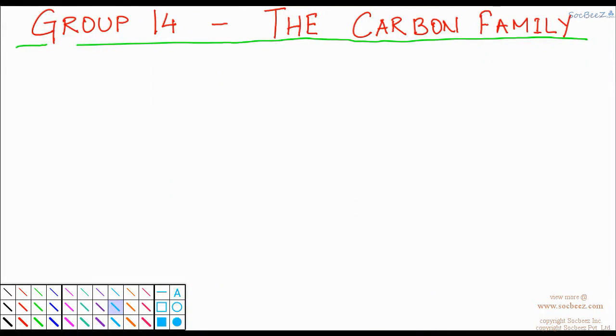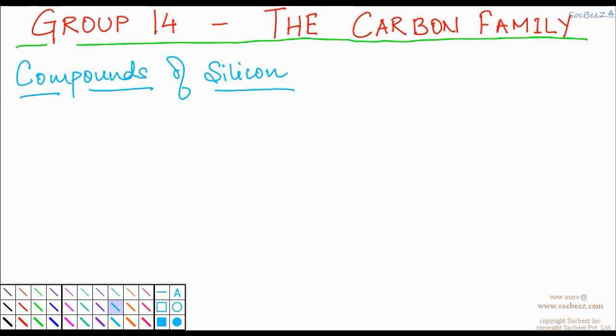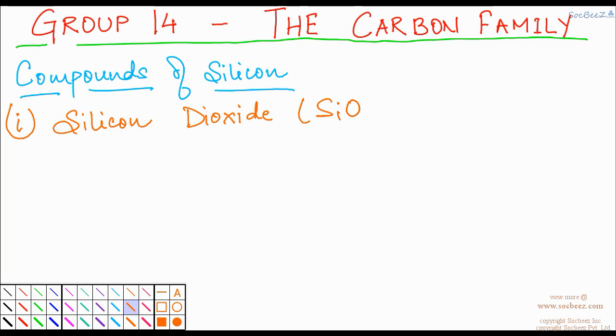Hello everyone, continuing with the carbon family, in this video I will tell you some important compounds of silicon. So the heading is compounds of silicon. The compounds which we are going to see in this video are the following. We would see silicon dioxide, SiO2. Silicon dioxide, because there are two oxygens.